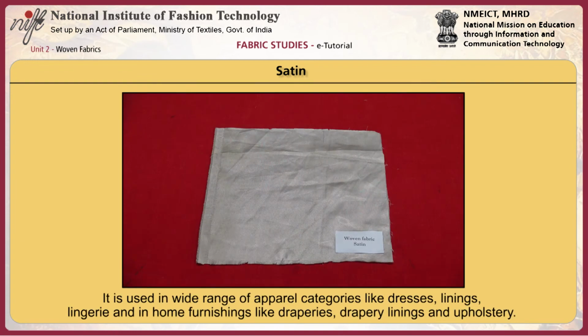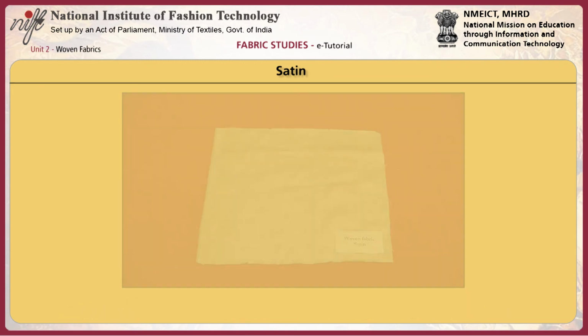Satin is used in a wide range of apparel categories like dresses, linings, lingerie and in home furnishings like draperies, drapery linings and upholstery. It is flexible and more durable than taffeta as lining fabric.